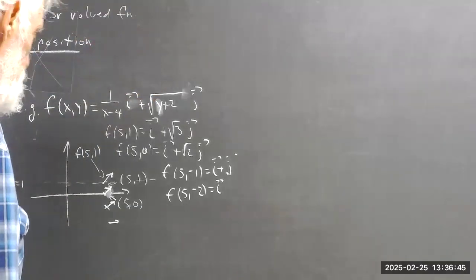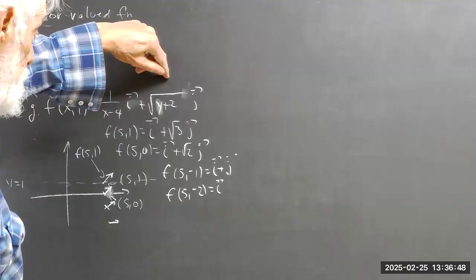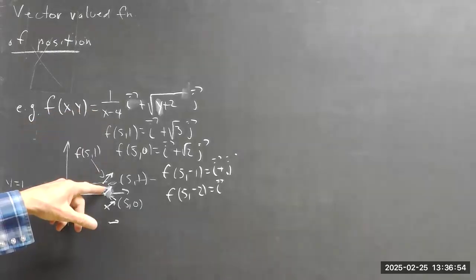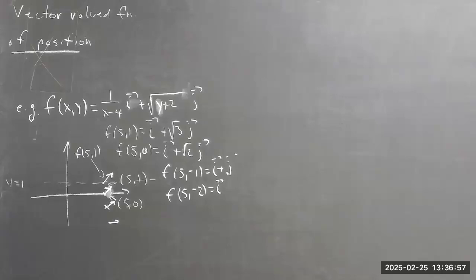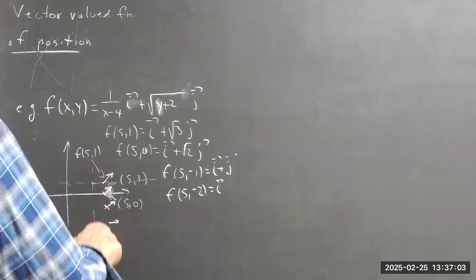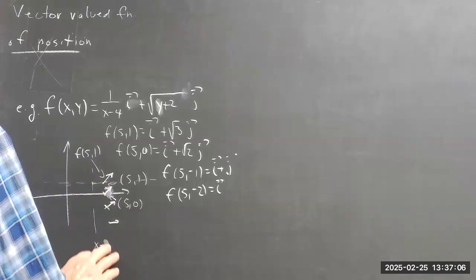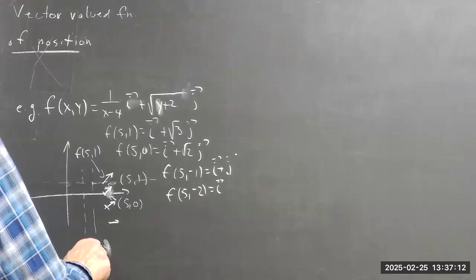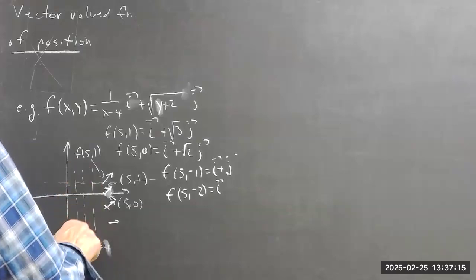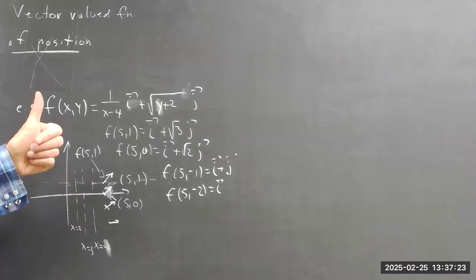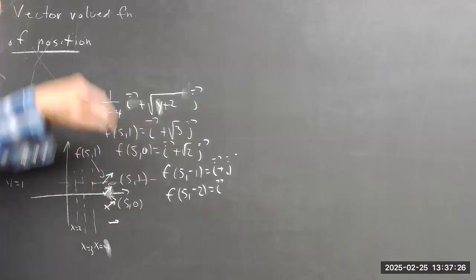If y equals 1, then this vertical component is always going to be square root of 3. The horizontal component, as we move to the left, x gets less and less. So here's x equals 4. Here's a line x equals 3. Here's a line x equals 2. I'm not too good to scale here, but you get the idea. Okay, the j component is always square root of 3.